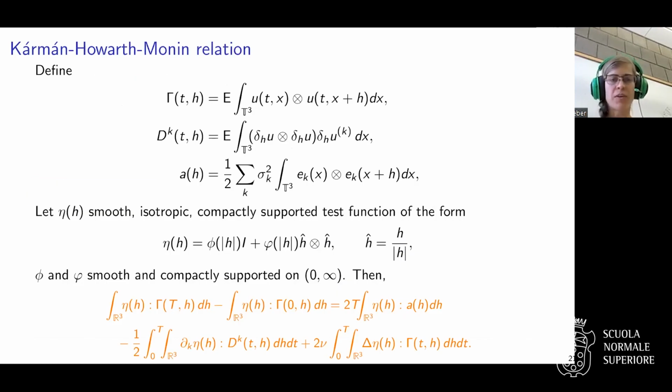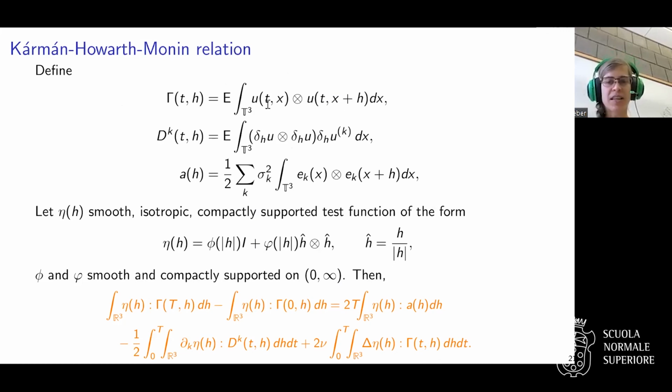So in order to prove it, we need what is called a Karman-Howarth-Monin relation. I think Karman and Howarth were the first to come up with a relation of this form. They did it under the assumption of isotropy in 1938, and then Monin later generalized it in 1965 to non-isotropic flows, and therefore the long name.